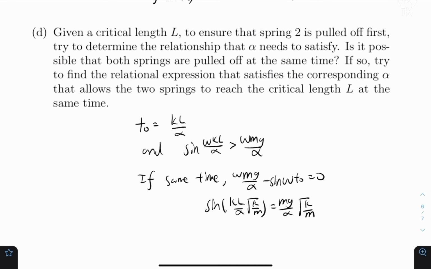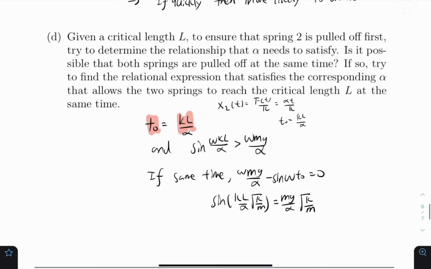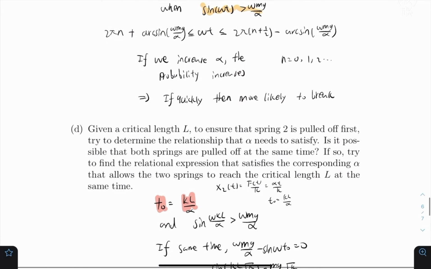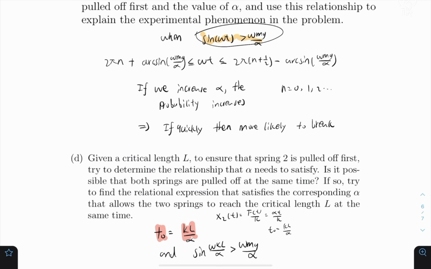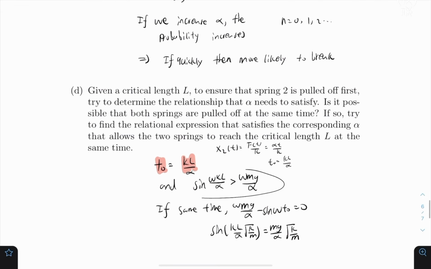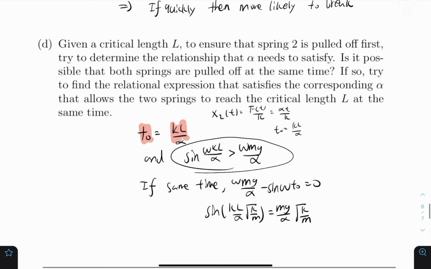So we'll have T0 is equal to this, where in the previous problem, we found that x2 is actually equal to ft divided by k, right? Which is equal to αt divided by k. And from this, we can get T0 is equal to kL divided by α. And for spring 2 to be pulled off first, this condition must also be satisfied, so we only need to plug in and see. This is basically the solution for this question.